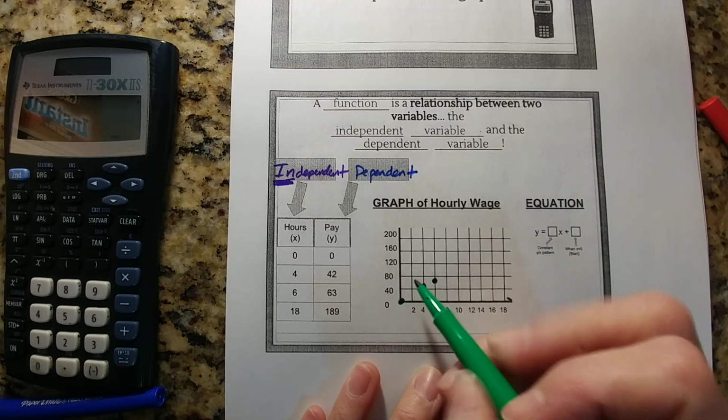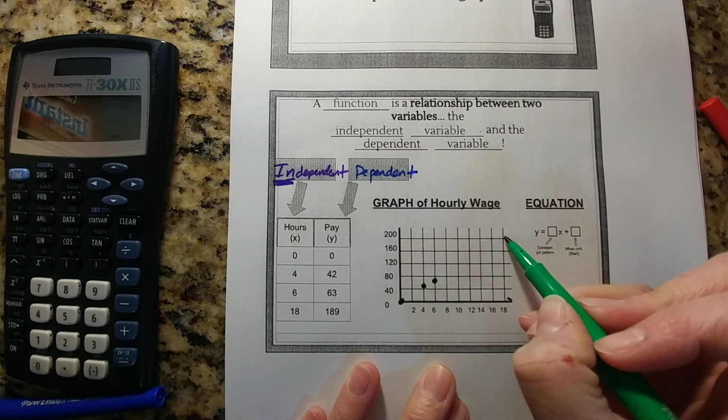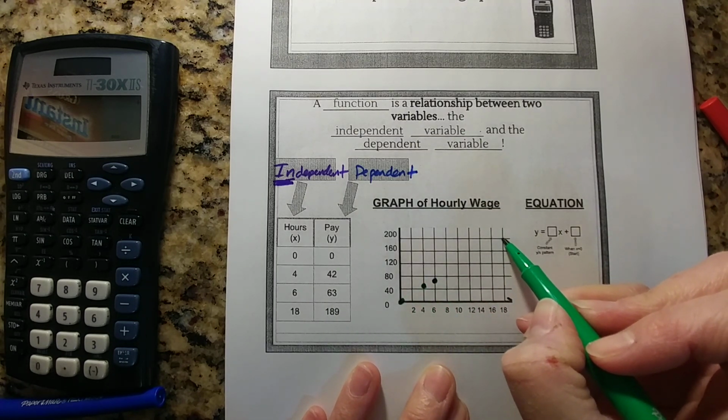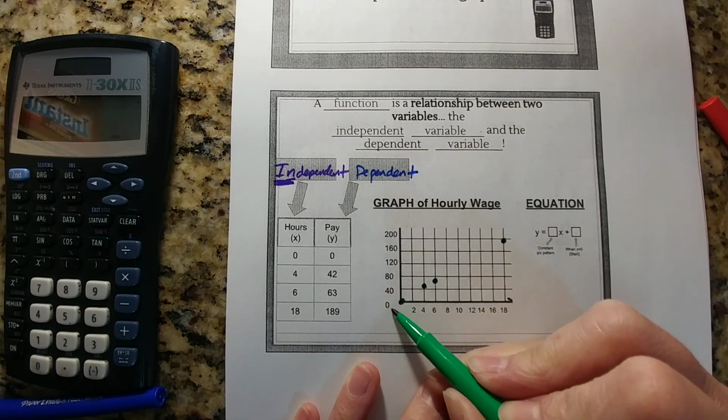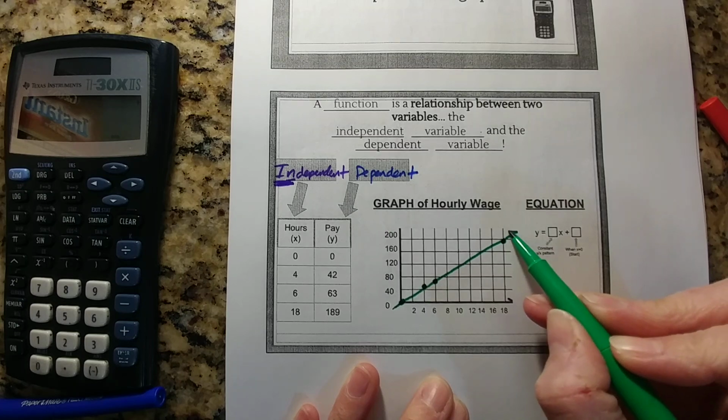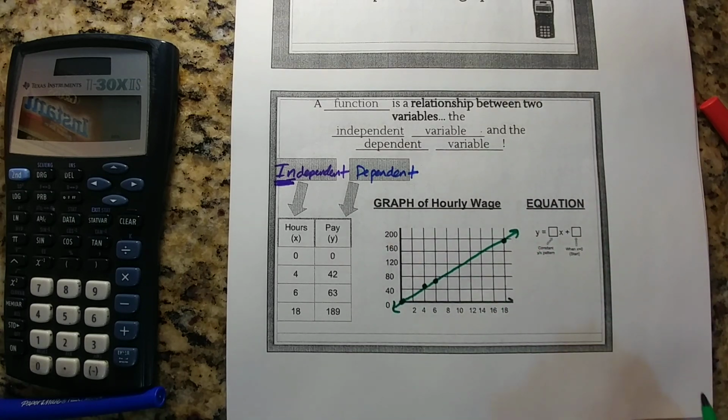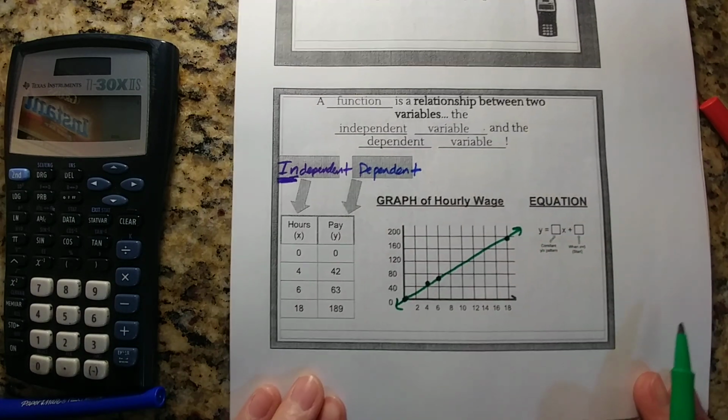These numbers are a little off right here, so 18. The 200 is actually this line right here. Be careful when you're graphing that. A little bit less than that. So do the best you can. We can see that this is going to be linear. Now let's write a function rule for it.